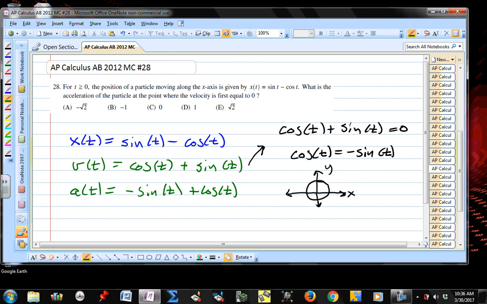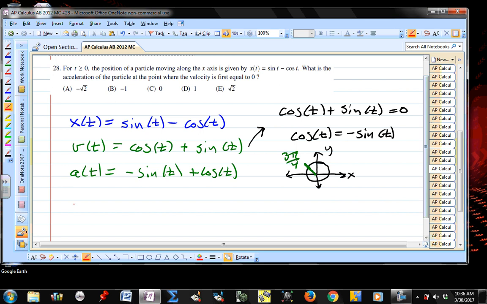Let's go to the second quadrant. If you have a 45-degree reference angle, the sine is positive, but the cosine is negative. So these will be opposites of each other. So that's, what, 3 pi over 4 radians. So the value of t that we're looking for has been found. Now t is 3 pi over 4 radians. So now we need to evaluate the acceleration at 3 pi over 4 radians.